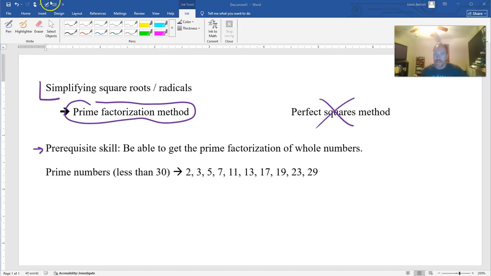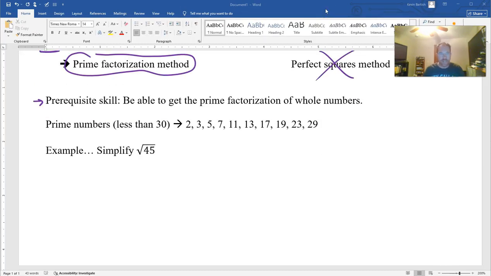All right, so using this prime factorization method, I thought it might be helpful if we listed out some of the prime numbers. I just went up to 29, going less than 30. These prime numbers really keep going forever. It's an infinite list, but for what we're going to do, I doubt we're going to need to go much higher. So how about we just jump in with an example here?